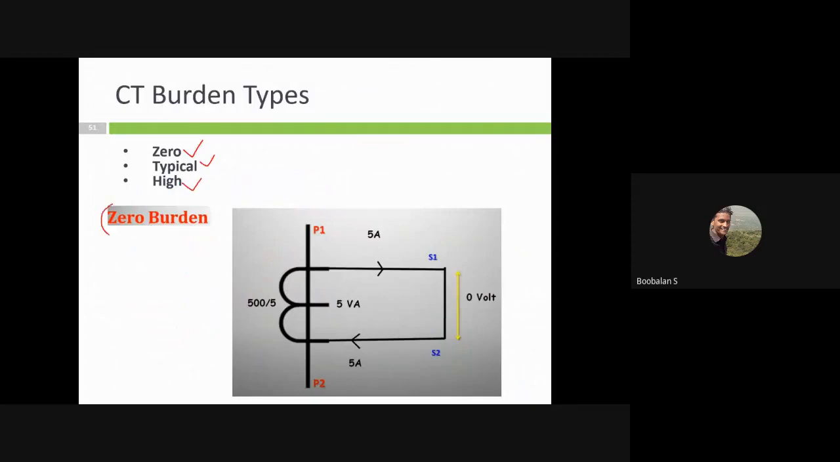Zero burden means no relay and no metering device is connected. I'm simply short circuited. So definitely the short circuit voltage is zero, and for this meter it is zero burden. There is no voltage drop, because I'm not having any meter, ammeter or relay. Nothing is connected at the second end of my CT, so there is no voltage drop and no power drop. So that is zero burden type, and we have one more type, typical burden.